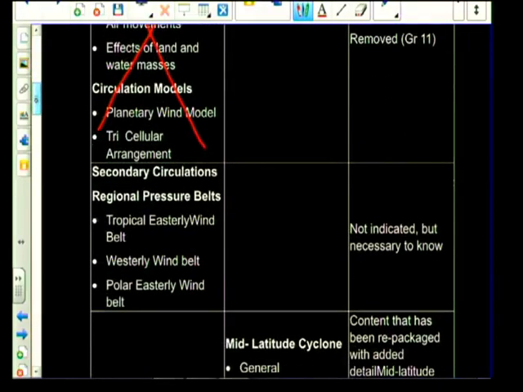All right? The next one, the secondary circulation, which talks about the tropical easterly belt, the westerly wind belt, and the polar easterly belt. It's saying removed. But I want to ask you something, because the next section, learners, dealing with mid-latitudes, obviously your understanding of the westerly wind belt will help you understand this. For instance, we talk about the westerlies, that's where the mid-latitudes happen. The recurving of the westerly winds brings about the mid-latitude. The recurving of the easterlies brings about your tropical cyclone.